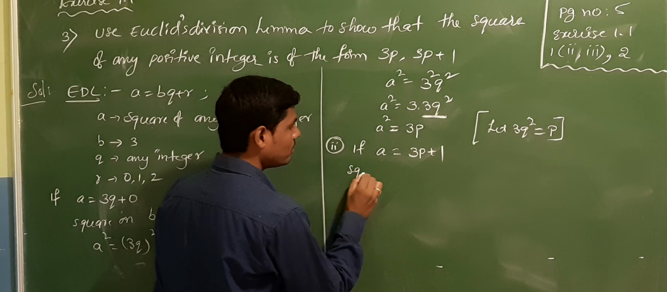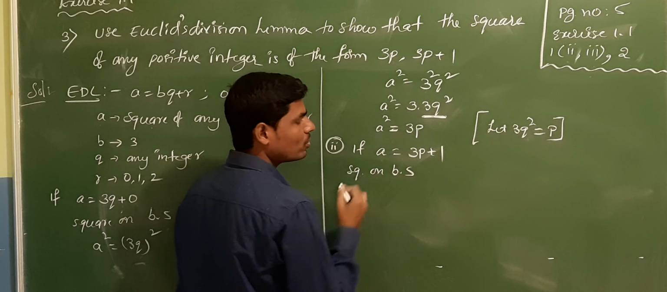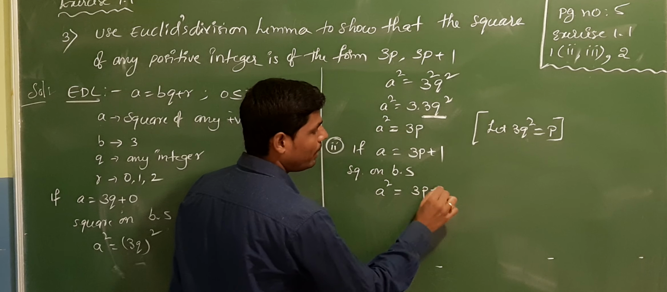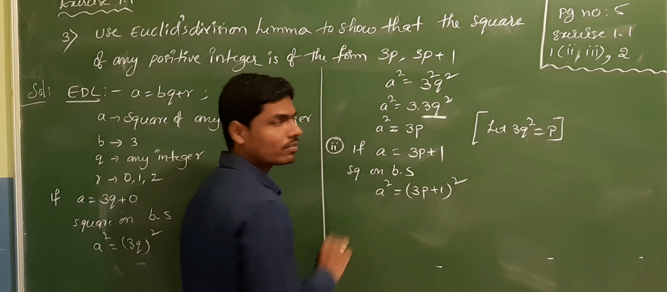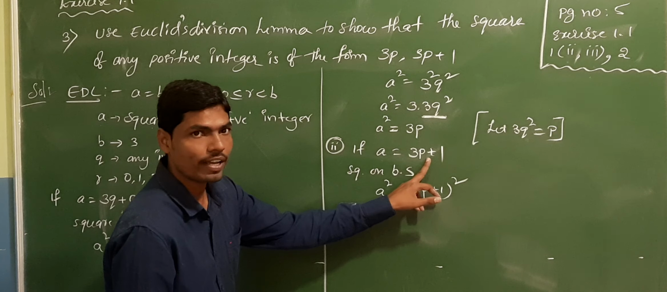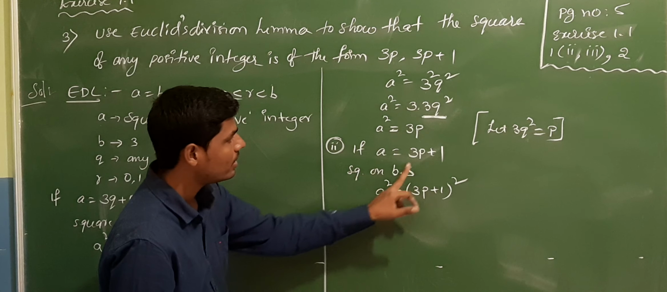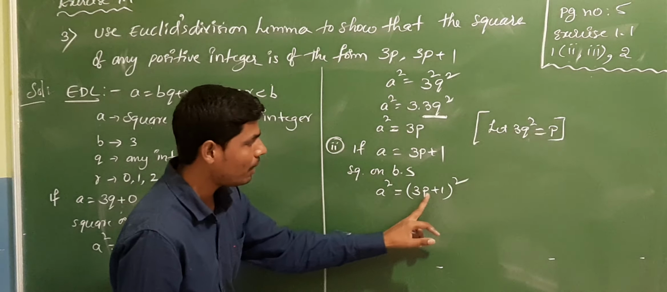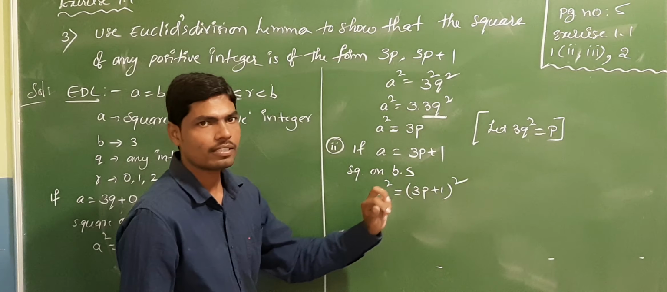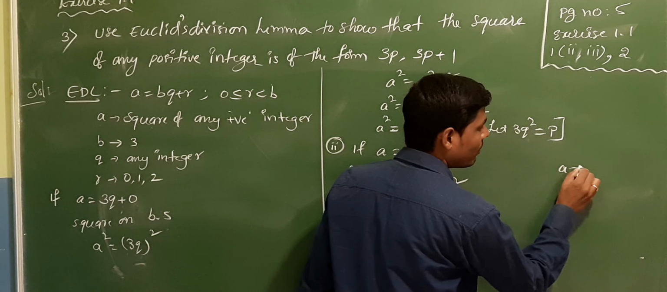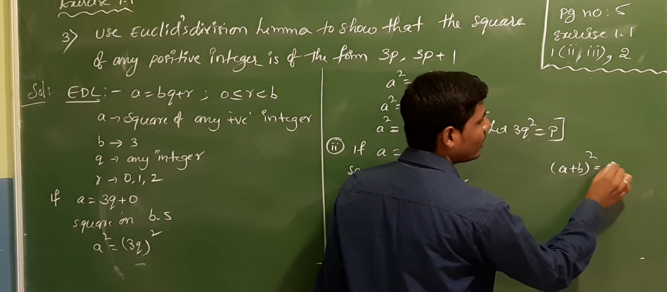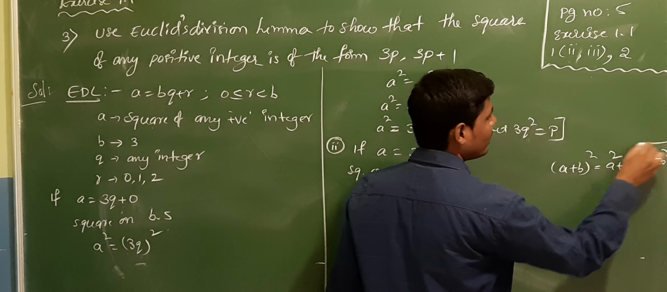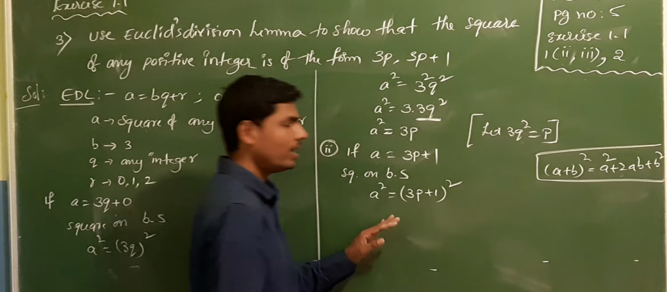Again, square on both sides. That is a square equals (3p plus 1) whole square. It is in the form of (a plus b) whole square. So what is the (a plus b) whole square formula? a square plus 2ab plus b square. Now apply this formula here.